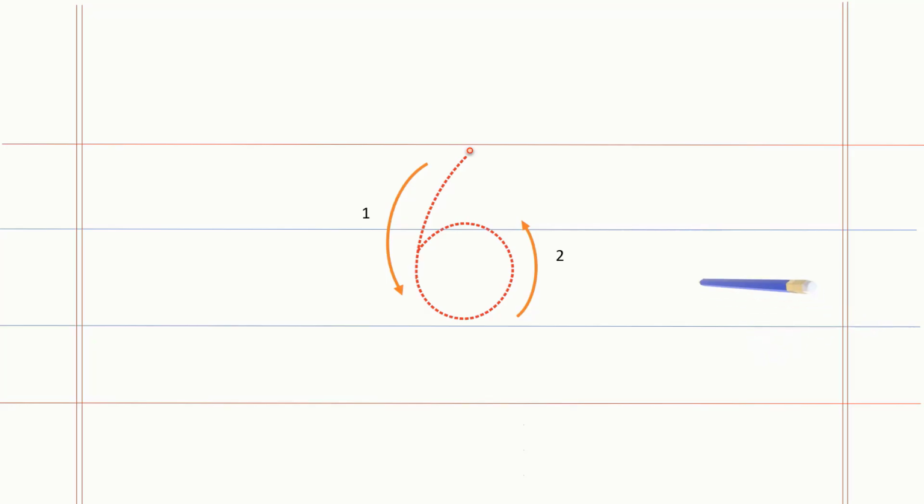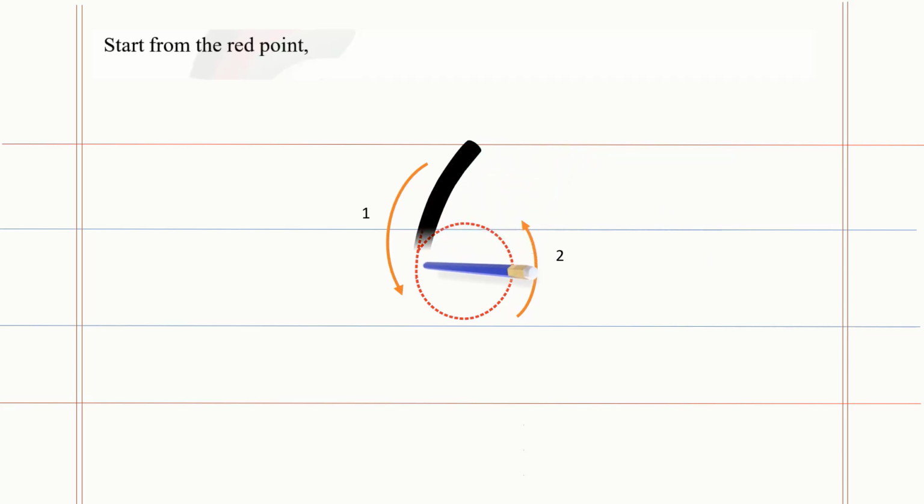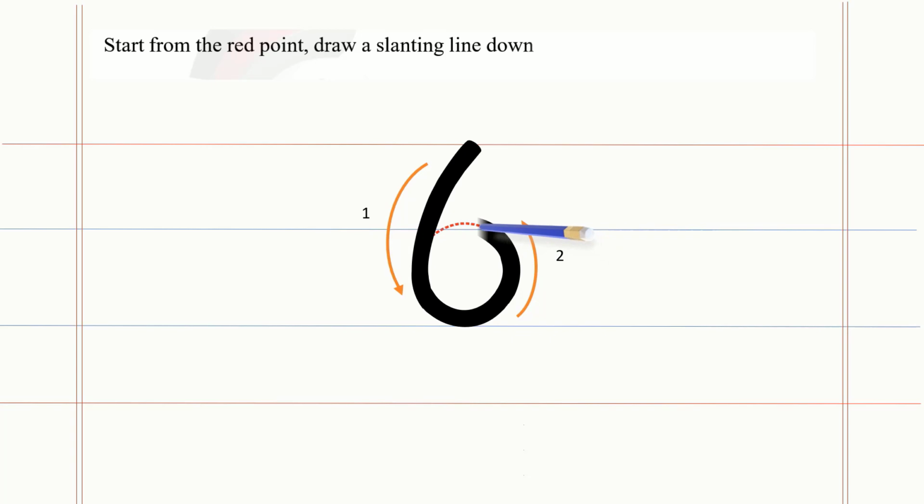Write number 6 on the board and give instructions. Start from the red point, draw a slanting line down and curve around into a circle.